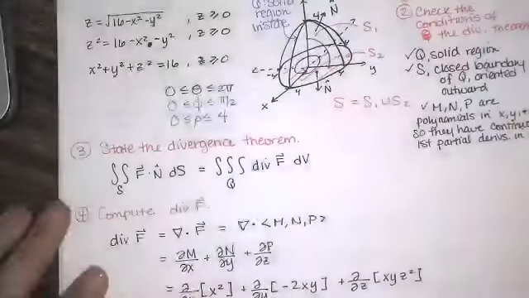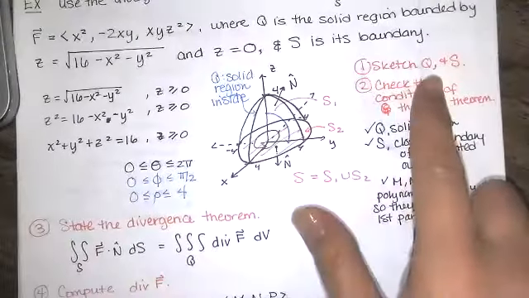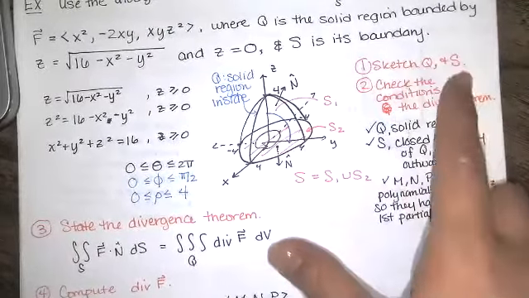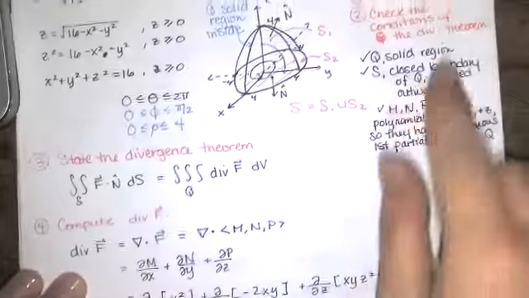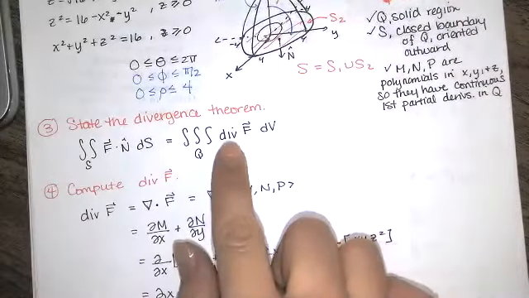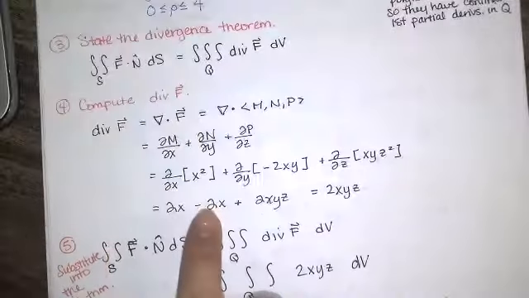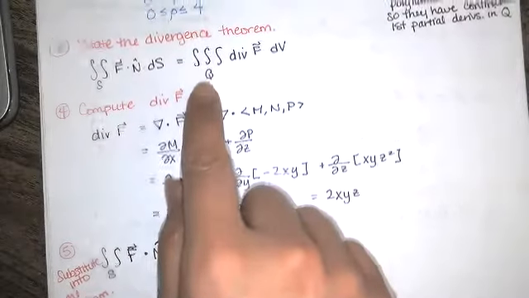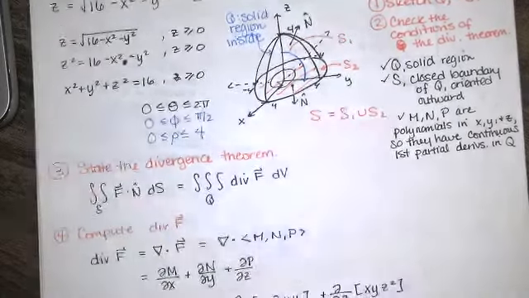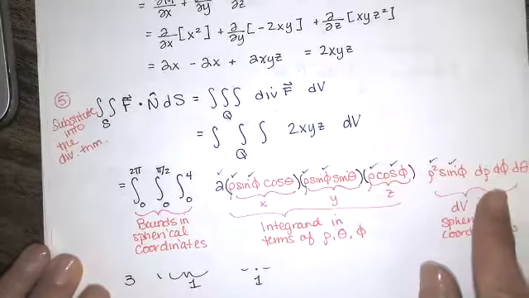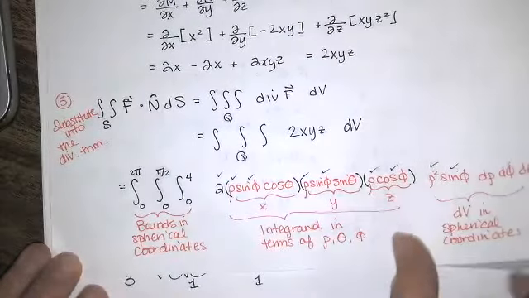Now in practice, the way we do this is we sketch our region. We sketch Q and S. We check the conditions of the theorem, then we state the theorem. Then we find the divergence of the field, and then we find a way to describe Q. You can use rectangular coordinates, cylindrical coordinates, spherical coordinates, whichever coordinate system is most appropriate. Since we had half a sphere or a hemisphere, we use spherical coordinates. Then we write everything in spherical coordinates, and then we evaluate the triple integral.